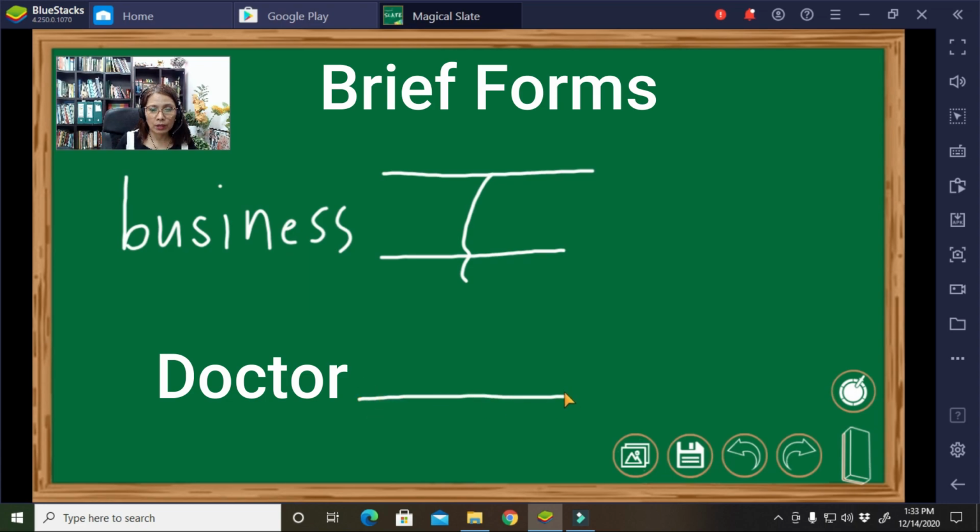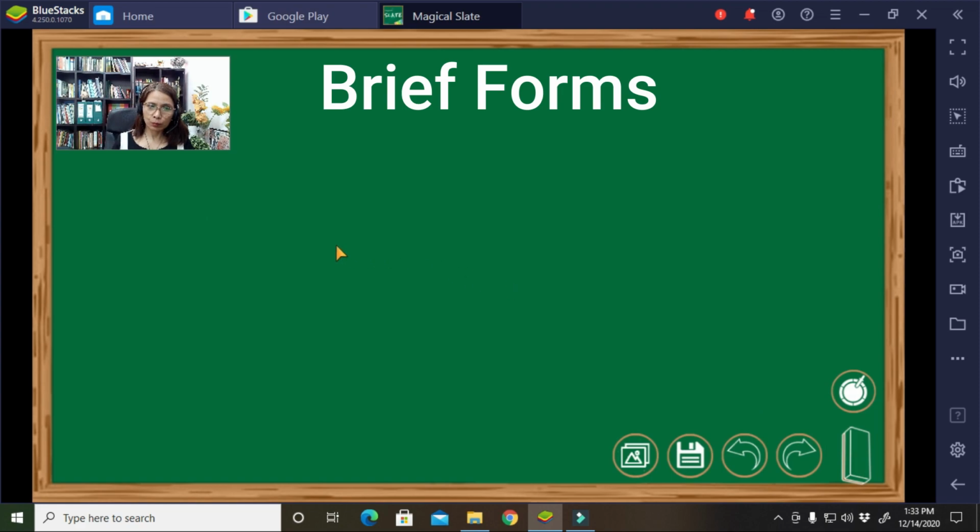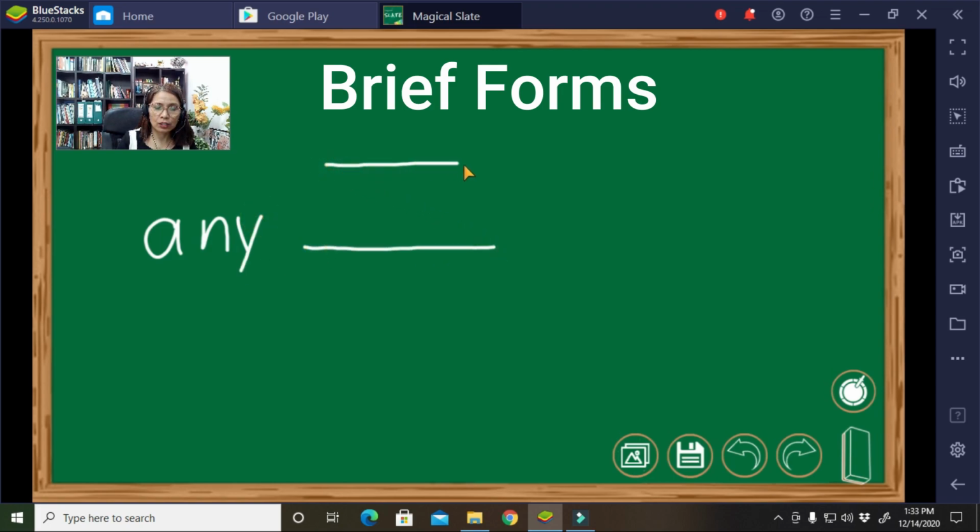The next one is the word doctor. Doctor is represented by an upward straight line occupying 2/3 of the space and a short forward curve, and this is your letter R. That is now your doctor. So let's proceed. The word any, in shorthand, is represented by a short forward curve and a small circle.